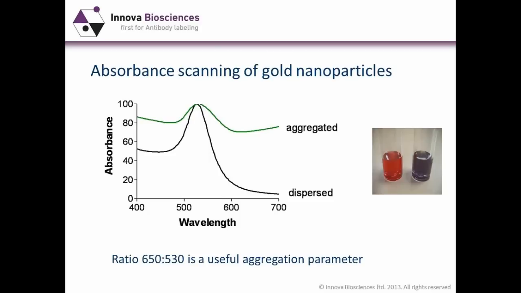And then in the aggregated state, there's a dramatic change in the profile, particularly in this region where there's a significant increase in absorbance between 600 and 700 nanometers. So if you take a ratio of, say, 650 to 530 nanometers, this is a useful aggregation parameter. Although you could take more or less any wavelength in this region and express it as a ratio of 550 to get a measure of aggregation.